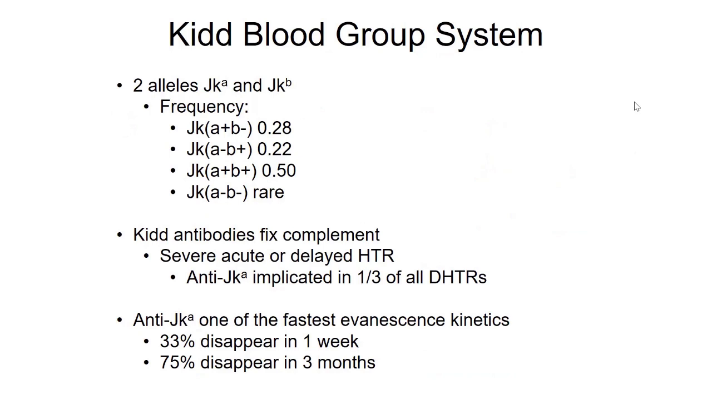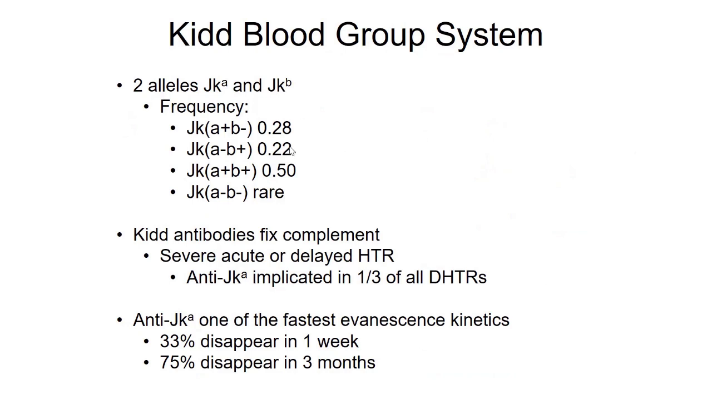A few words on the KID blood group system. 2 alleles, JKA and JKB. It's important to appreciate that KID antibodies can fix complement and therefore generate severe acute or delayed hemolytic reactions. Anti-JKA is implicated in 1/3 of all DHTRs.